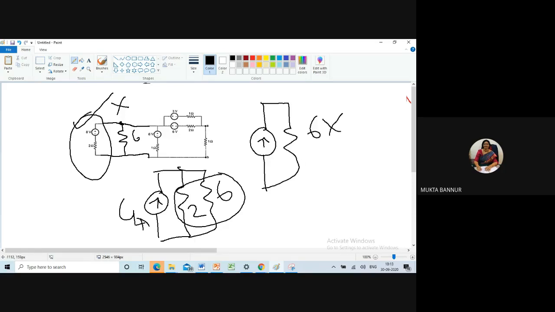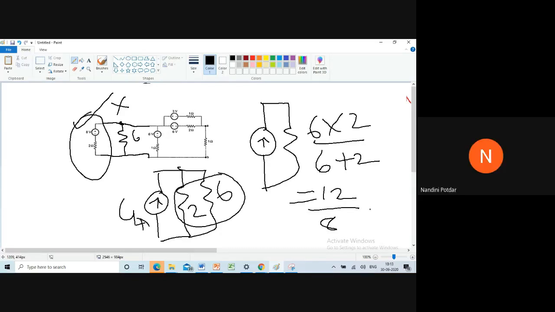I have to replace them by a single resistance, that is 6 into 2 divided by 6 plus 2. What will be the answer? 12 divided by 8, 1.5. Okay, this is 1.5. And the rest of the circuit simplification is the same only.